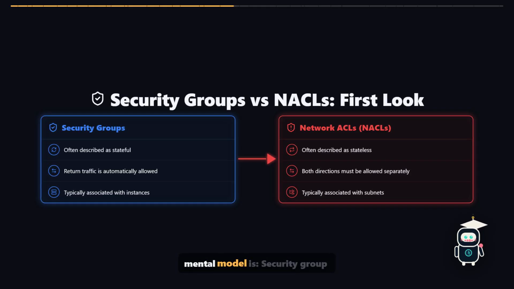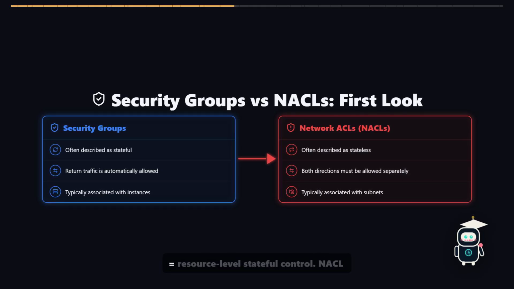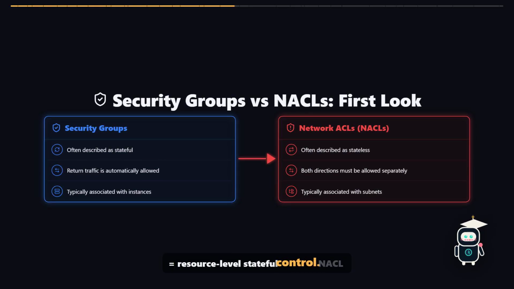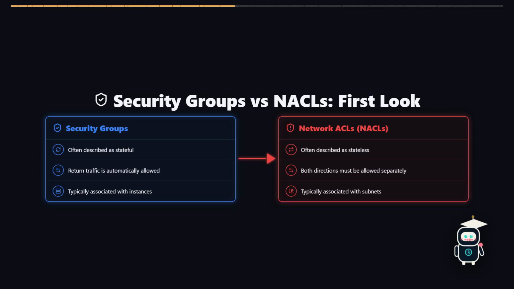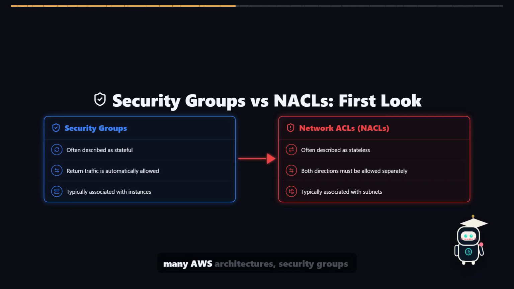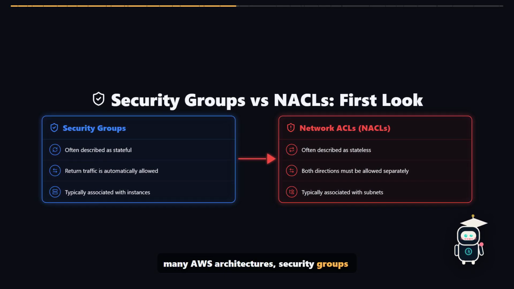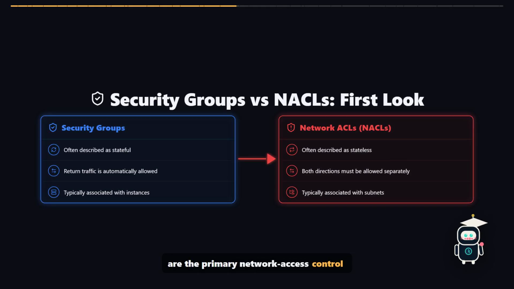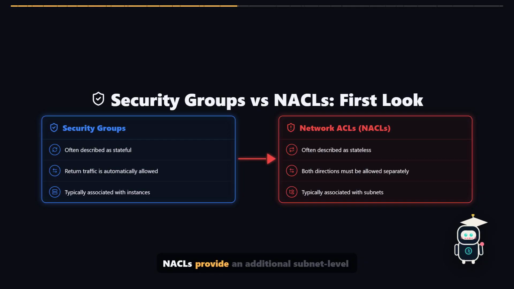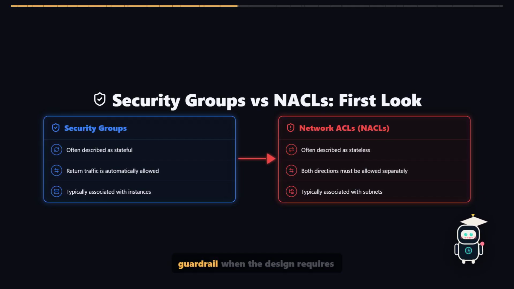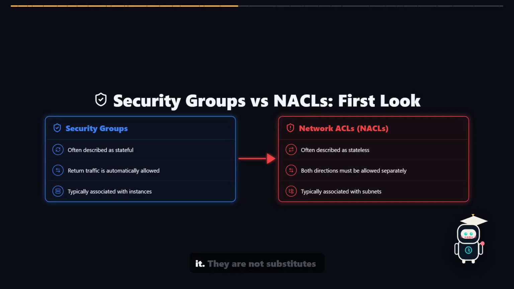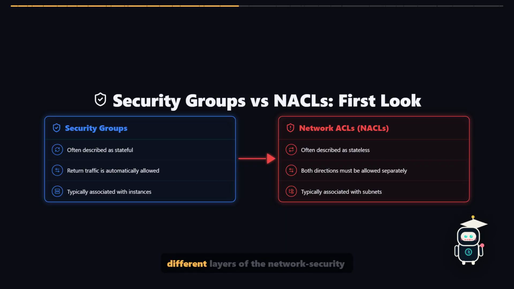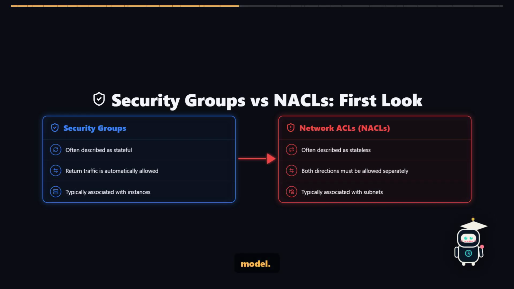A useful mental model is security group, resource level stateful control. NACL, subnet level stateless control. In many AWS architectures, security groups are the primary network access control engineers work with every day. NACLs provide an additional subnet-level guardrail when the design requires it. They are not substitutes for each other. They are different layers of the network security model.